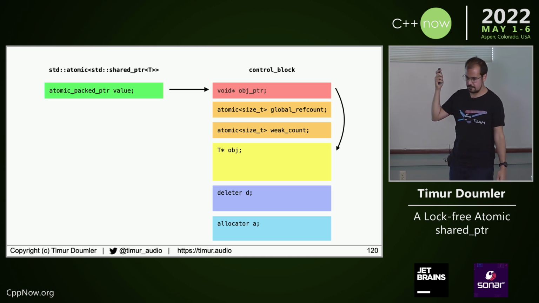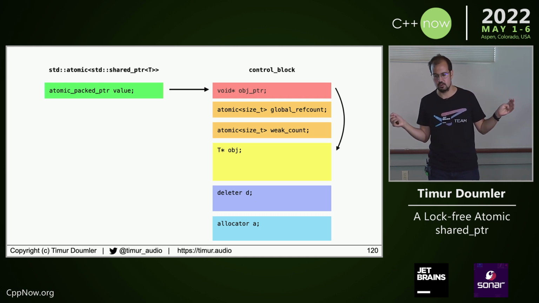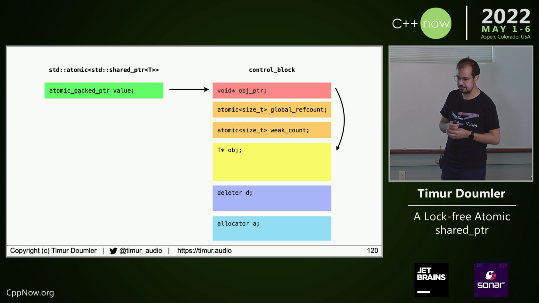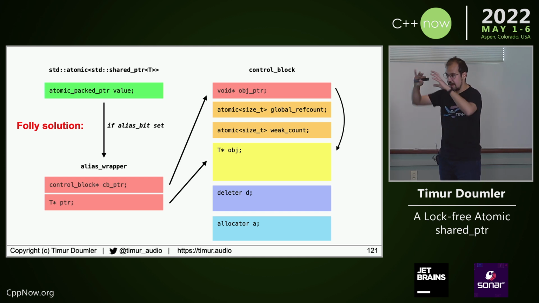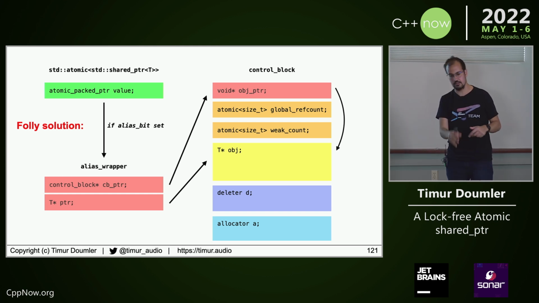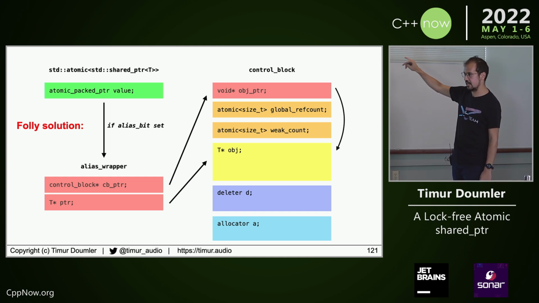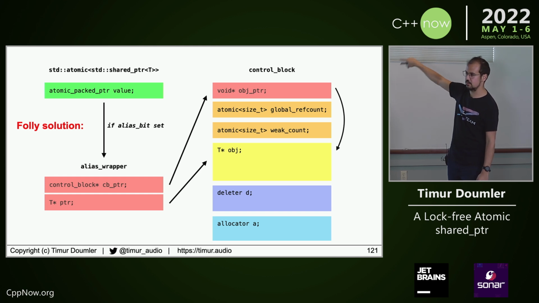What Vladislav's implementation does is that it just doesn't do anything about it. If you try to create a shared pointer to base and give it a pointer to derived, it just crashes, which is unfortunate. Folly does handle this case. If you have an aliased pointer, they wrap the control block into another wrapper, which for them is just a shared pointer. It's another level of indirection. Then you use an alignment bit to tell it, okay, this is an aliased pointer, so you need to go to this wrapper and get the control block pointer from there. So you have to do this indirection.